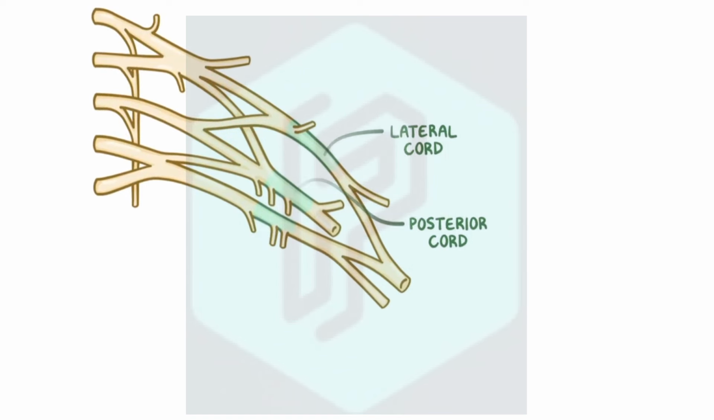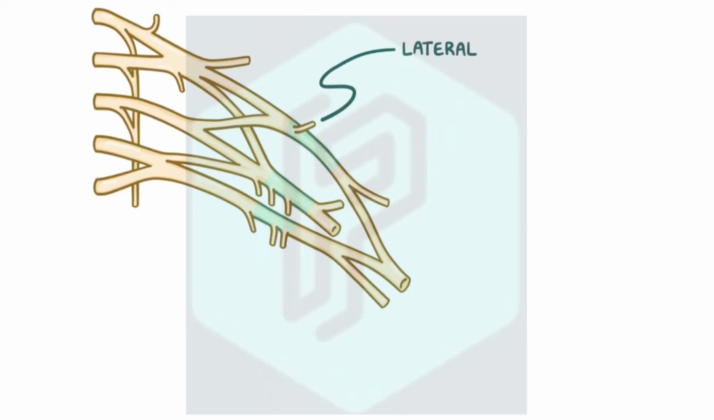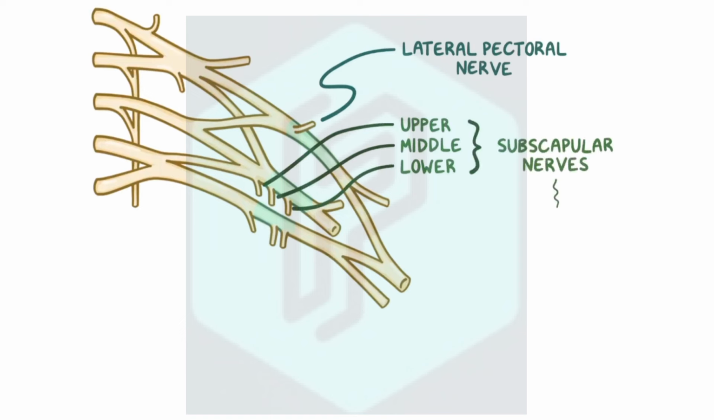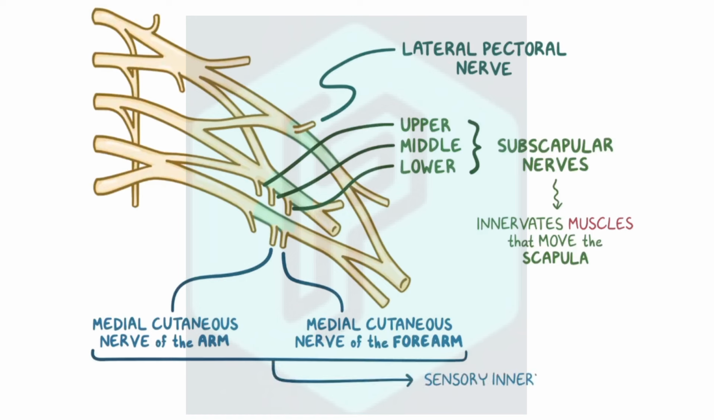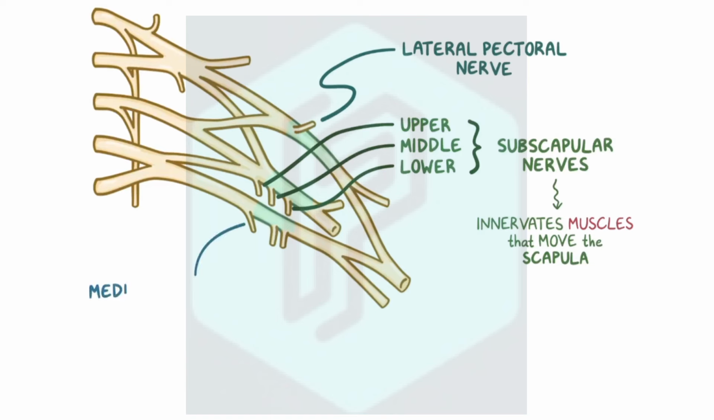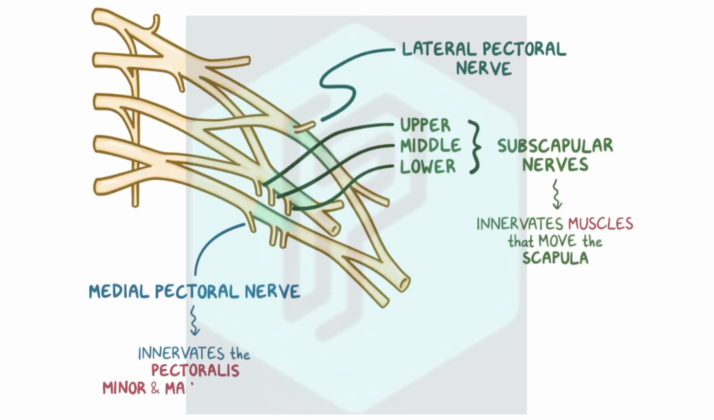The 3 cords give rise to various collateral branches. The lateral cord gives rise to the lateral pectoral nerve. The posterior cord gives rise to the upper, middle, and lower subscapular nerves, which help innervate the muscles that move the scapula. And the medial cord gives rise to the medial cutaneous nerve of the arm and the medial cutaneous nerve of the forearm, which give sensory innervation to the medial skin of the arm and forearm, as well as to the medial pectoral nerve, which gives motor innervation to the pectoralis minor and major muscles.